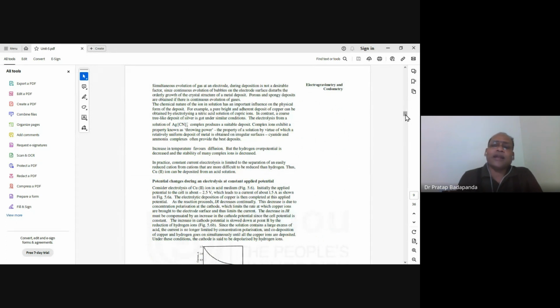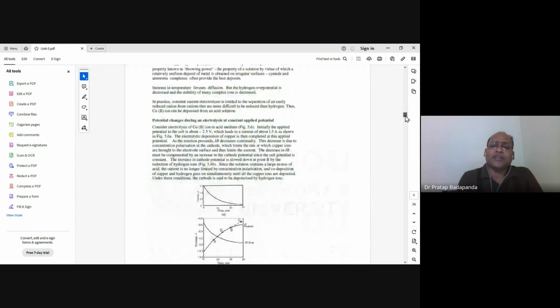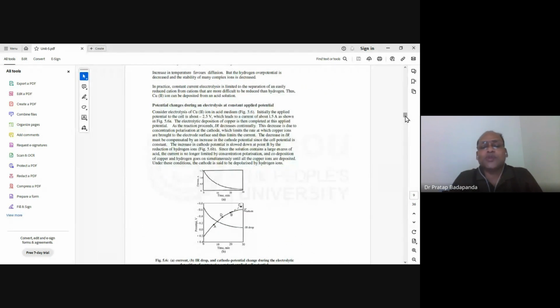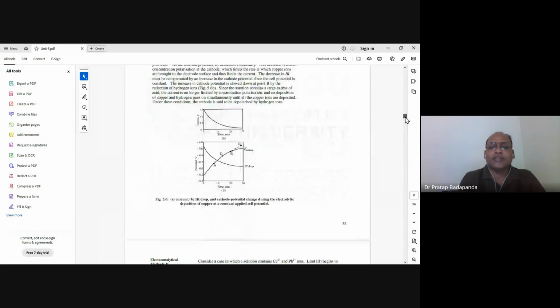Next, potential changes during the electrolysis at constant applied potential. So when a constant applied potential is used, what type of changes will there be? Consider the ions in the electrolyte medium. Initially the applied potential to the cell is about minus 2.5 volt, which leads to a current of about 1.5 ampere, as shown in figure 5. It is shown in that figure.